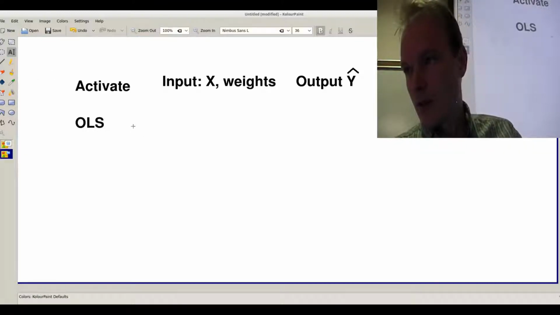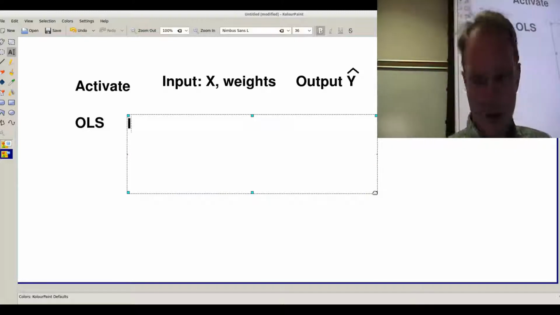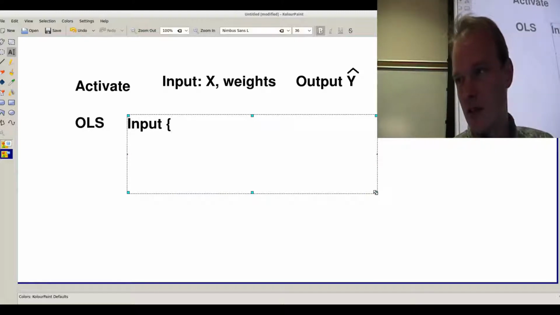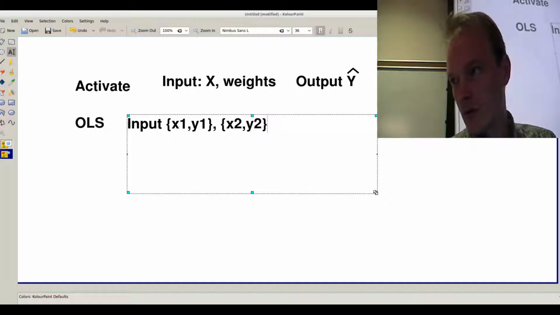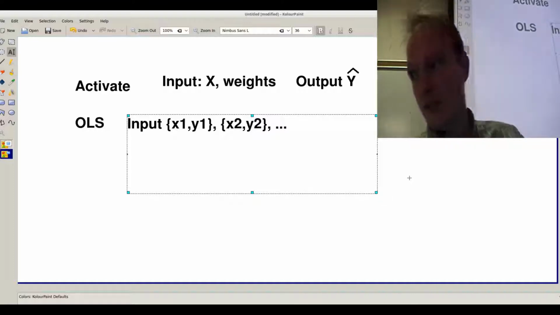Okay. Here's what goes into OLS. The input is X1, Y1, X2, Y2, a bunch of training data.